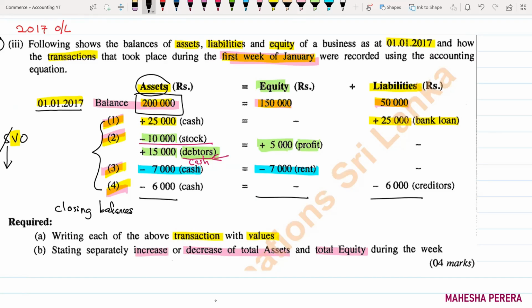So you can calculate like this. Concentrate on the sign, right? Plus 25,000. That means 200,000 plus 25,000. It is 225,000. Then minus 10,000 means obviously it should be 215,000. Again, plus 15,000 means it has to be 230,000. Then minus 7 means, what is it?